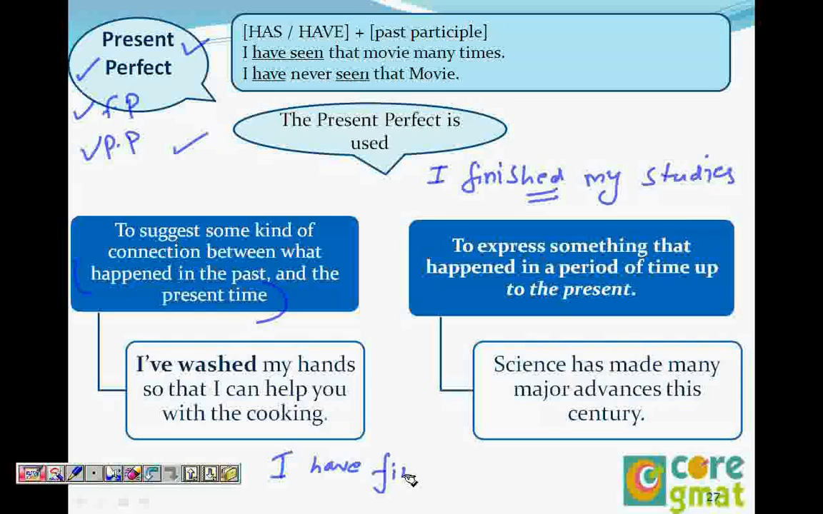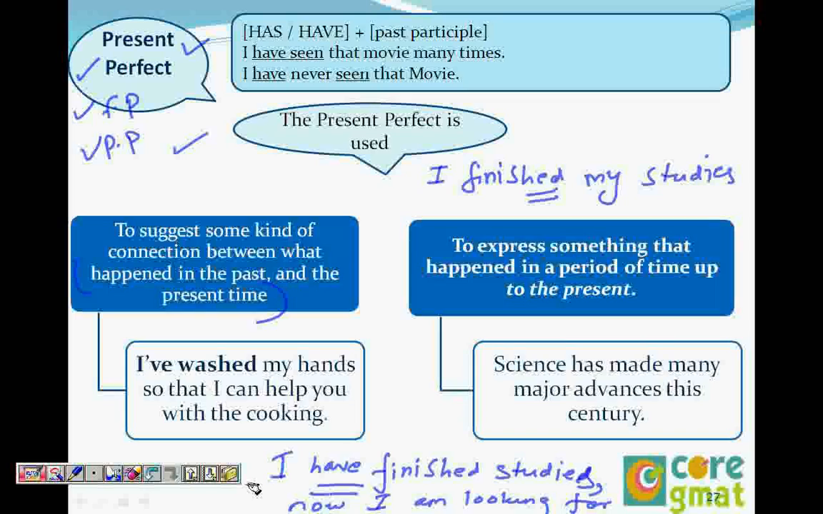Even if you just say I have finished my studies, it would mean it is a recent past. But now I want to show you the connection between past and present. So I say, I have finished my studies. Now I am looking for a job. The word have tells me that it has a connection with the present. The second part of the sentence is I am, so that is present. Have finished says past. So this is the connection between past and present.